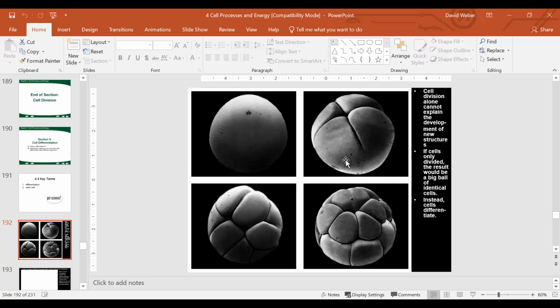So cell division alone can't explain the development of new structures at all. When a cell divides, it's just dividing and dividing and making copies of that same type of cell. If it doesn't change and be different, so differentiation means to be different, then you're just going to be that one type of cell, like a thumbnail or a piece of hair or an intestine or whatever. It won't be any different. It wouldn't be you. So if a cell only divided, the result would be a big ball of identical cells, instead of different cells. Okay, so write all three of those down. Sorry, it's kind of weird to write, but do your very best. Pause the video right now.